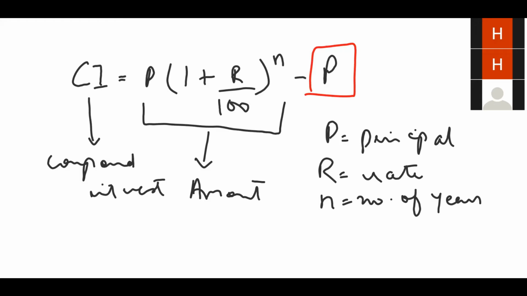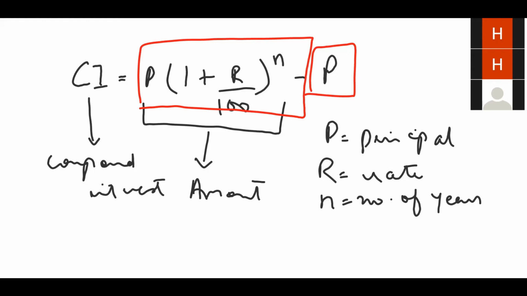Now, in the questions, if they ask you to find the compound interest, you're going to use this formula. However, if they ask you to find not the amount of the interest, but the total amount that the bank has now, you're only going to use this part of the formula. Do you get that? Yes, I do get that.